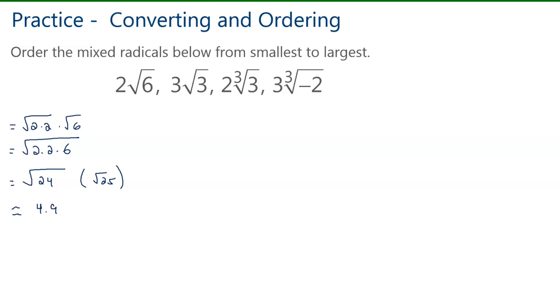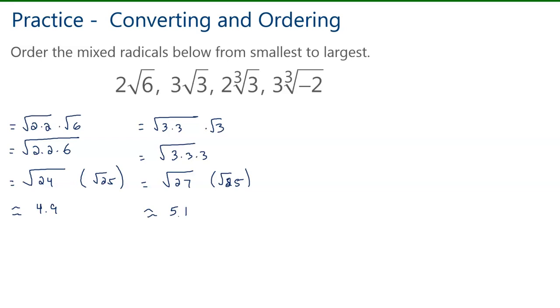Let's look at 3 and the square root of 3. So this is the square root of 3 times 3 times the square root of 3, which is the square root of 3 times 3 times 3. This is the square root of 27. This is close to the square root of 25, but a little bit bigger. This is around 5.1.